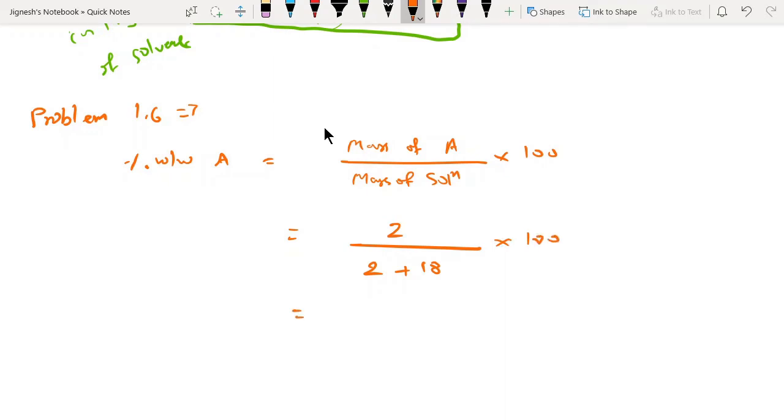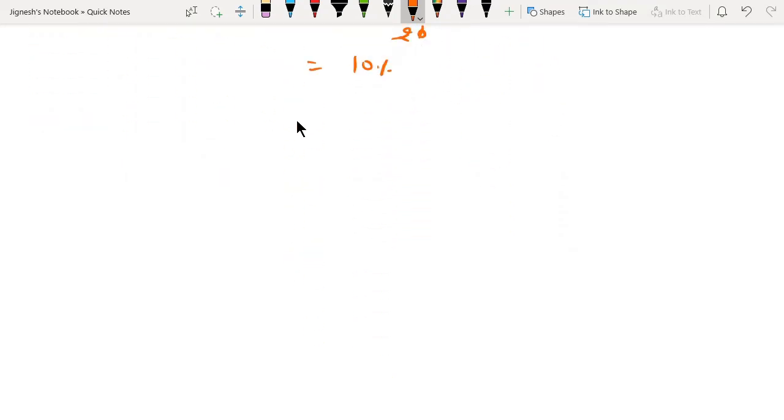So what will be my answer? 2 divided by 20 into 100. You can utilize your calculator, and the answer is 10%. The answer is 10%. Clear? So this is the way you can solve the question. Let's see now problem number 1.7.